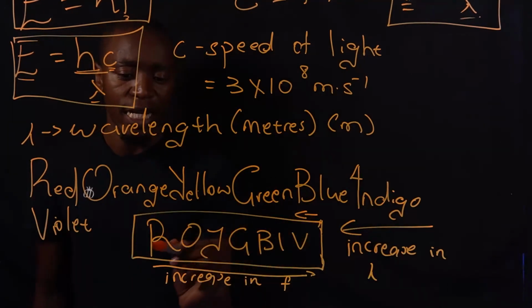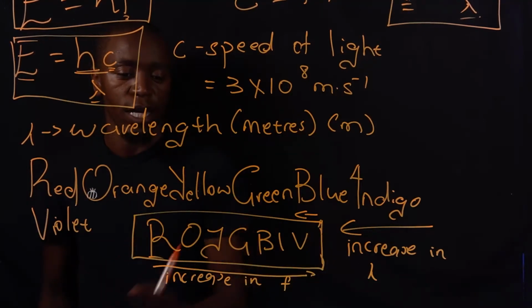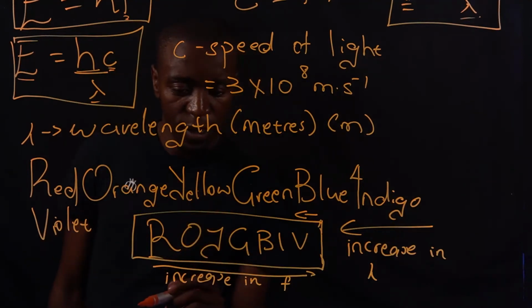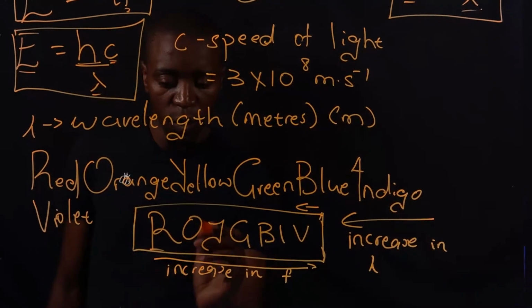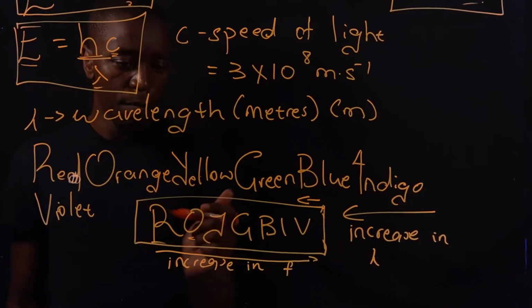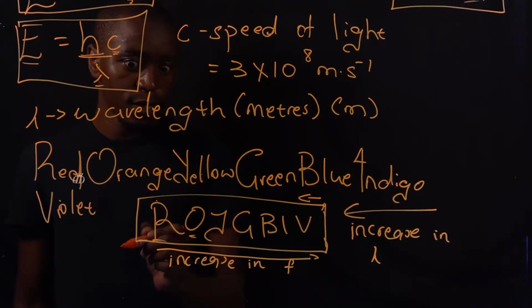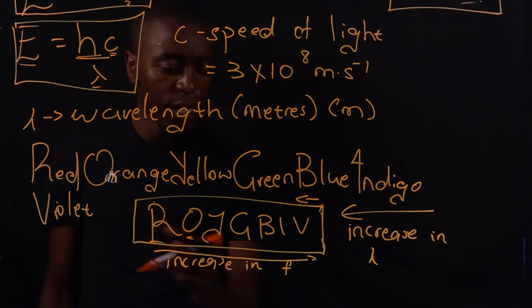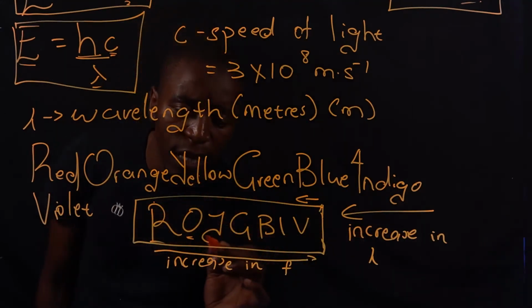So what does it mean? It means red has a low frequency but a higher wavelength than orange and other colors. So that means orange has higher frequency than red, but lower wavelength than red. Even with yellow, it's the same thing.